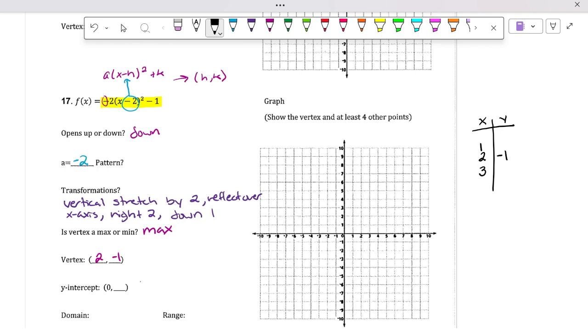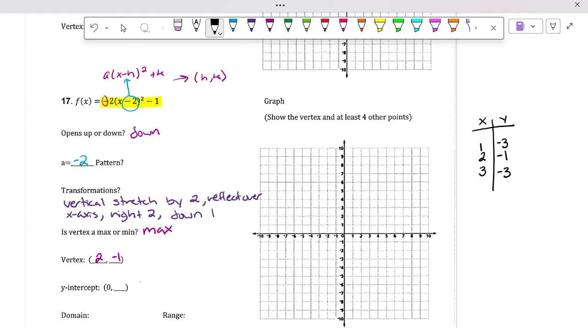All right. So I only have to put in one of these numbers. So I'm going to put in 3 so I have some positives. So what's 3 minus 2? 1. What's 1 squared? 1. What's negative 2 times 1? Negative 2. And then subtract 1 from that. Negative 3. So this would be negative 3. And what would x equals 1 be? Also negative 3 because it's symmetrical.